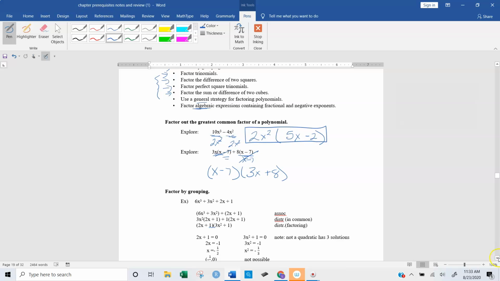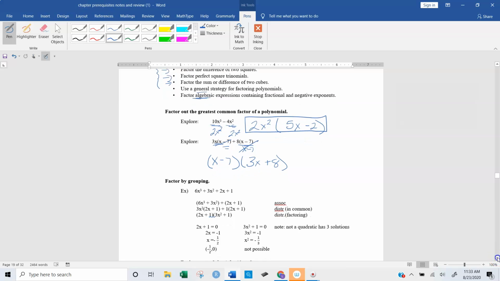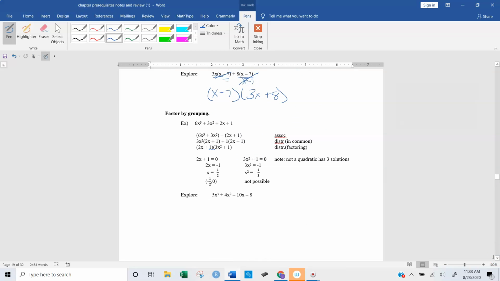Okay, now let's go through. I have put the reasonings beside these steps. You do not have to do that. I'm just helping you so you understand what those laws were that we used before. Our first thing we're going to do is regroup these. I'm going to put the first two and the second two together.